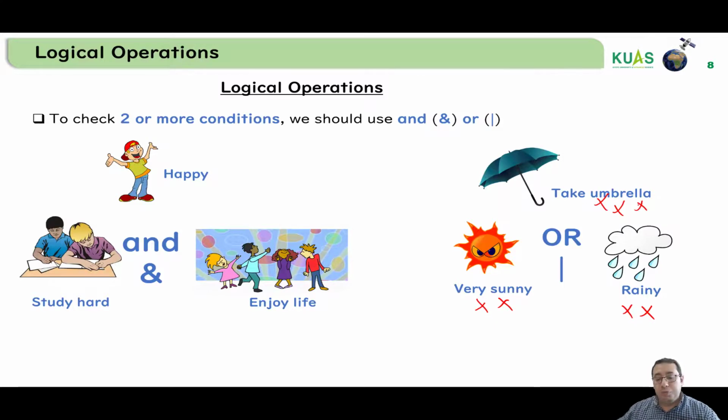So the difference between AND and OR: to be happy, I should enjoy my life and study hard. But to take the umbrella, I don't need both. I need this one or this one. Just one. Of course, if the two happen it is okay, but at least one should be achieved.